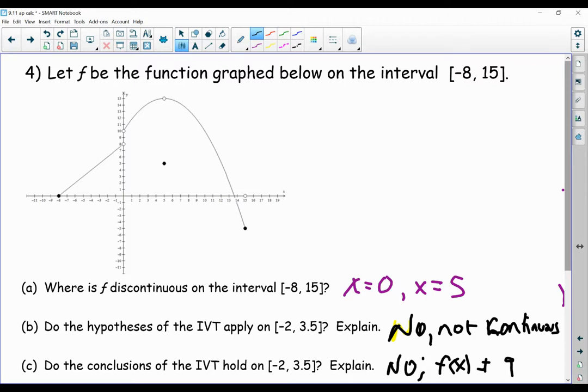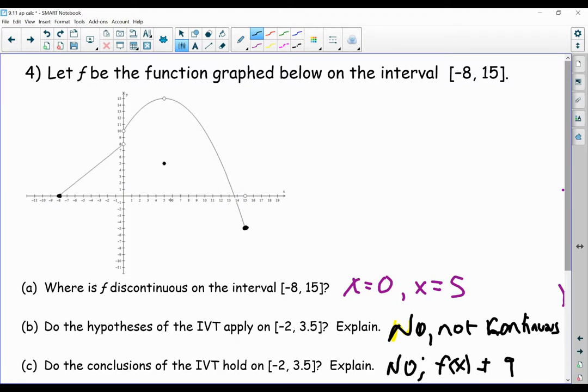There are an infinite number of answers that you can have here. For instance, I could choose from -8 to 15. I could go the whole length of the interval. And you're like, but 9 doesn't happen. But remember, the conclusion is that the heights between the heights of the endpoints happen at least once.